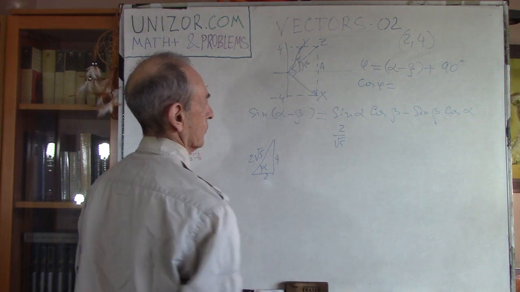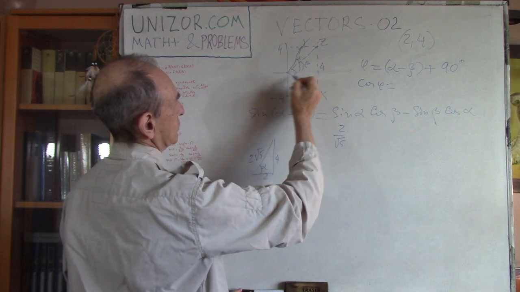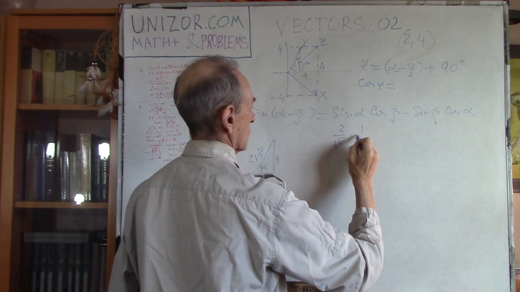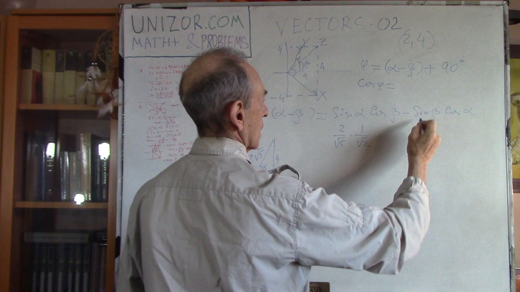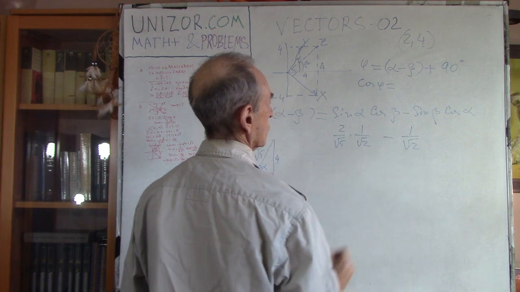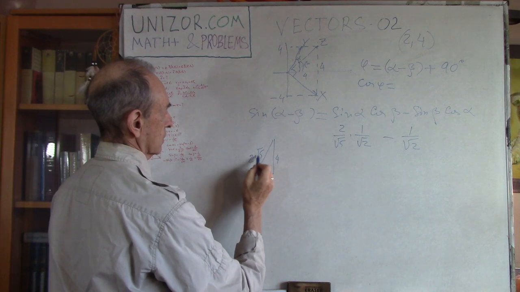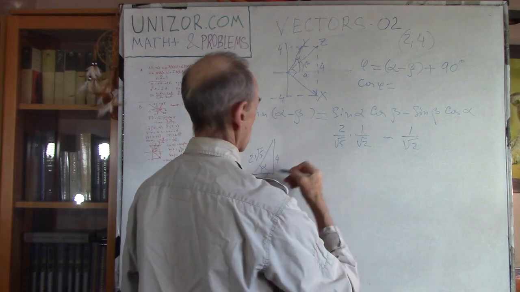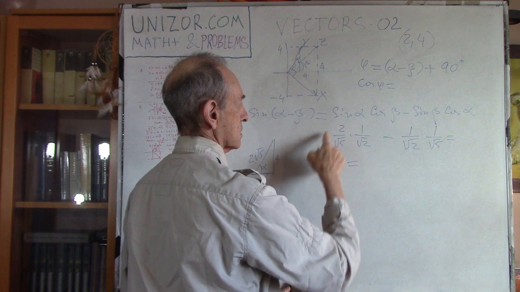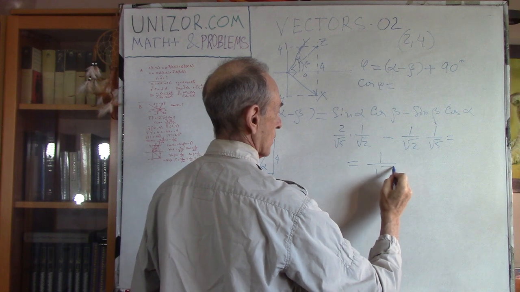Now cosine beta, beta is basically a 45 degree angle, right? It's 4 by 4. So it's 1 over square root of 2 times 1 over square root of 2. Sine beta is also 1 over square root of 2. And cosine alpha is 2 divided by 2 square root of 5, which is 1 over square root of 5, which is equal to, this is 2 divided by square root of 10. This is 1 divided by square root of 10. So the result is 1 over square root of 10.